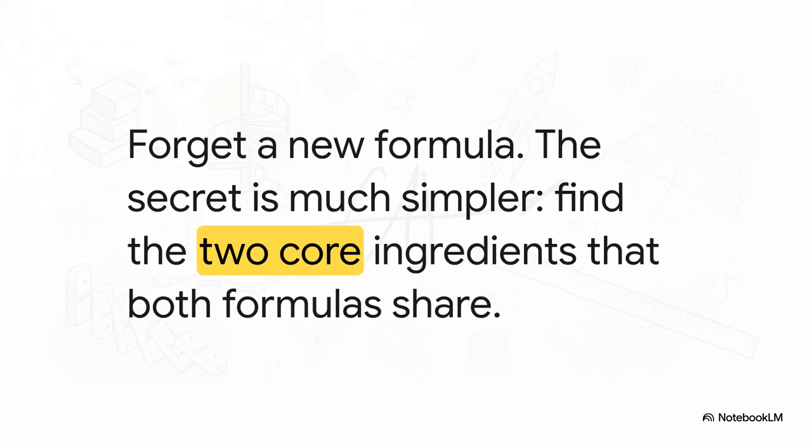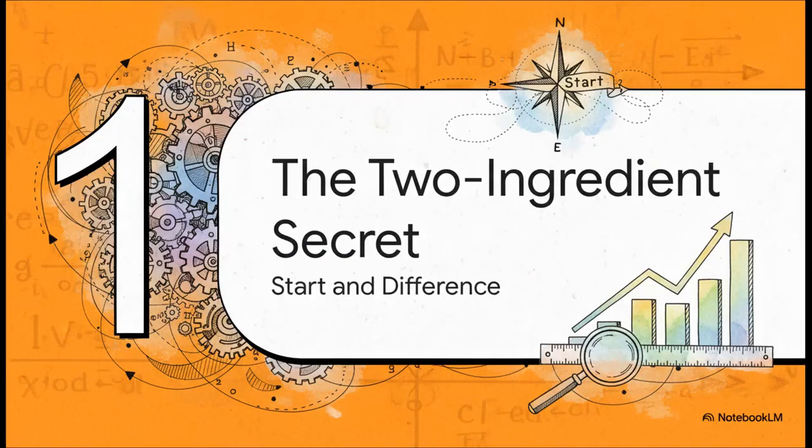So how in the world do we translate between them? You might be thinking you need to memorize some brand new complicated conversion process, but nope. The secret is way, way simpler. It's all about what I call the two-ingredient strategy. We just need to find the two core ingredients that both of these formulas share. Once you find them, you can build either formula you want. Easy.